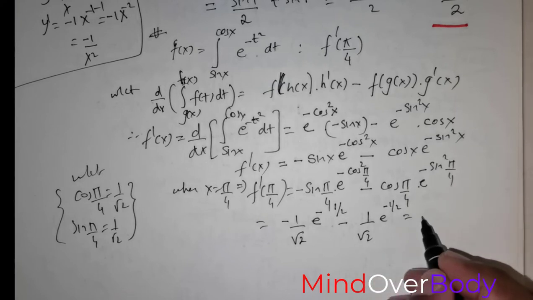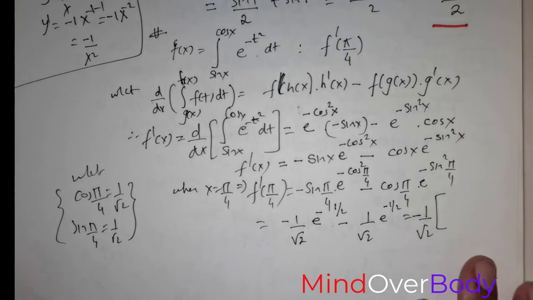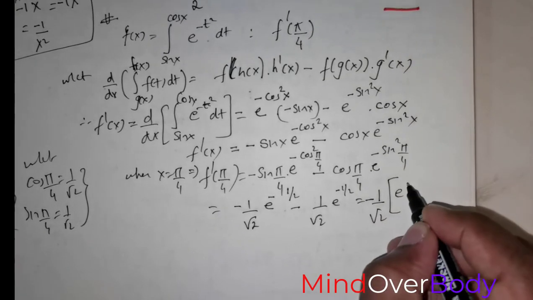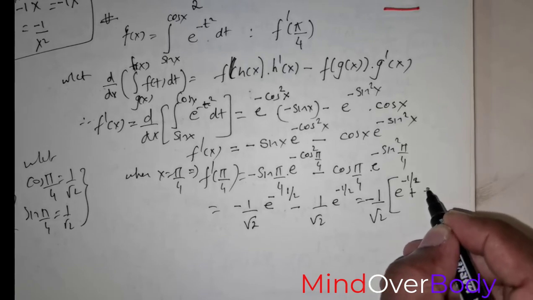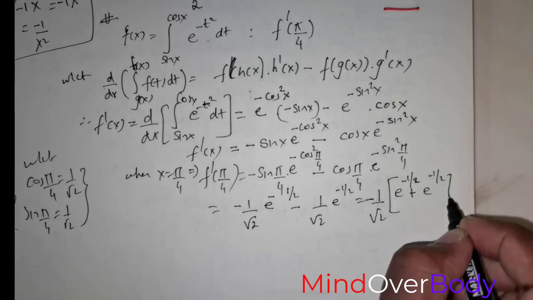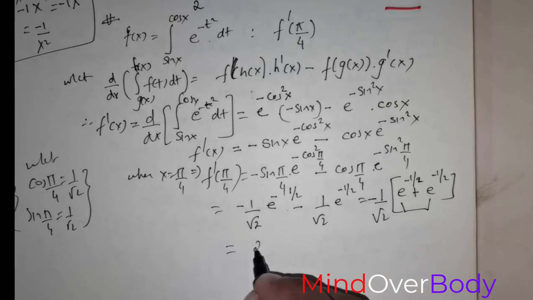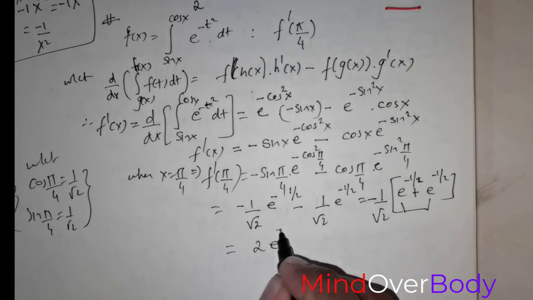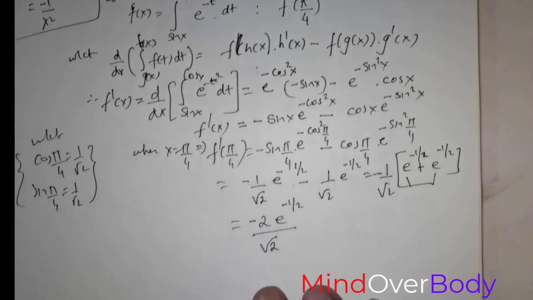Now if I were to take the negative sign out, this is going to be negative 1 over root 2 of e raised to the power of negative 1 over 2 followed by positive e raised to the power of negative 1 over 2, right? But these two things can be added together. So this is going to give me 2 times e raised to the power of negative 1 over 2. There is a negative sign there. You place it there, divided by root 2. So this is what we have got.